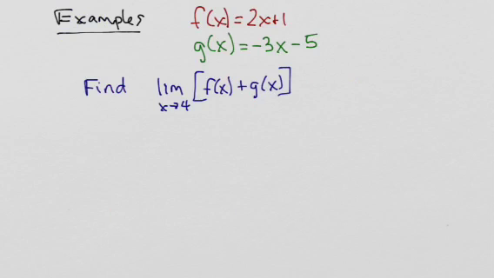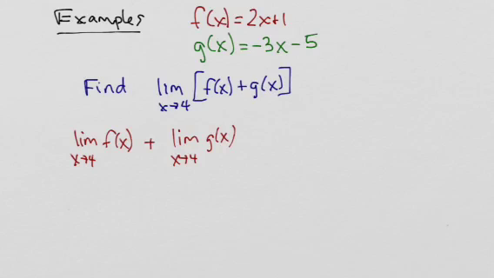So let's look at an example of one of those kinds. All right, so we have f of x equal to 2x plus 1, g of x is negative 3x minus 5, and again, we're looking for this limit as x approaches 4. So what we're really going to do is find the limit as x approaches 4 for the first function, and then add the limit as x approaches 4 for the second function. And as we just saw on the other page, if we assume that these are continuous, we're simply plugging a 4 into both problems.